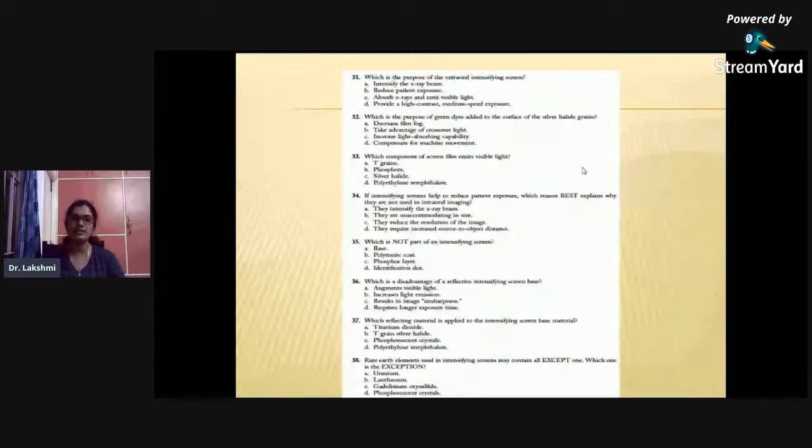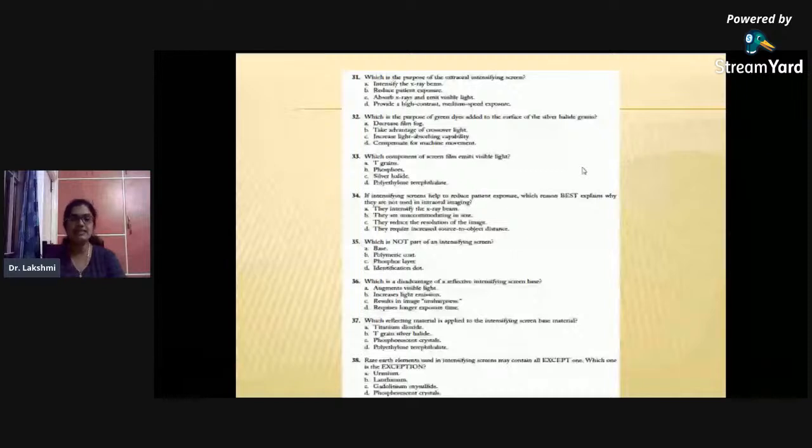Coming to question 31, which is the purpose of the extraoral intensifying film? The answer is C, absorb X-rays and emit the visible light. 32. Which is the purpose of green dyes added to the surface of the silver halide grains? That is C, increase light absorbing capability. 33. Which component of screen film emits visible light? Answer is B, phosphorus.